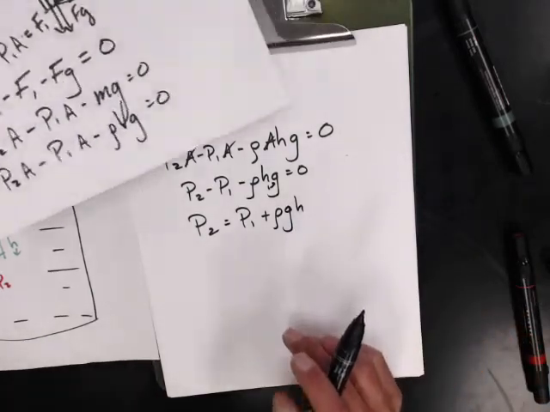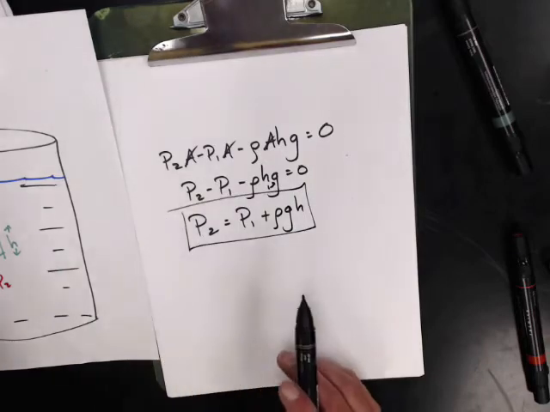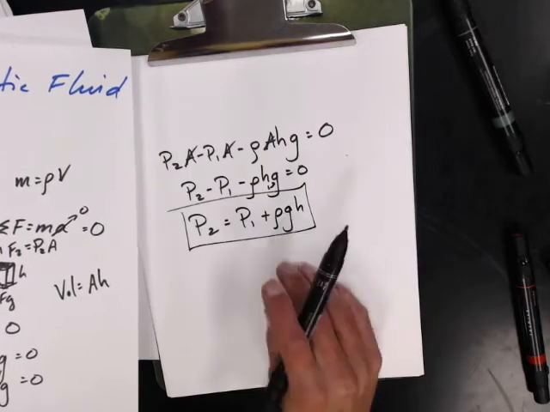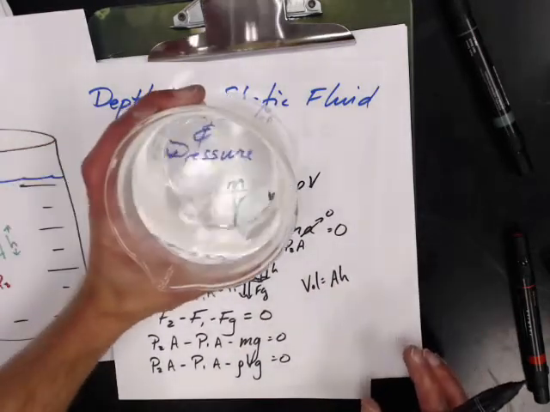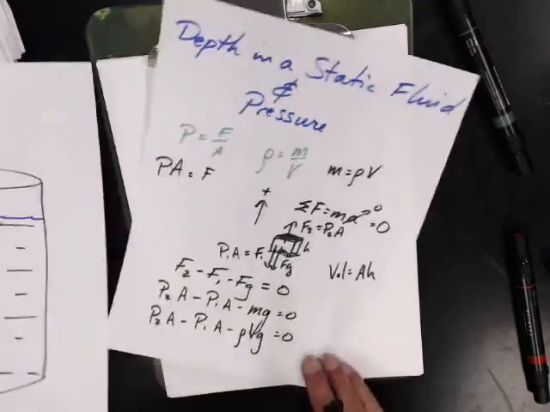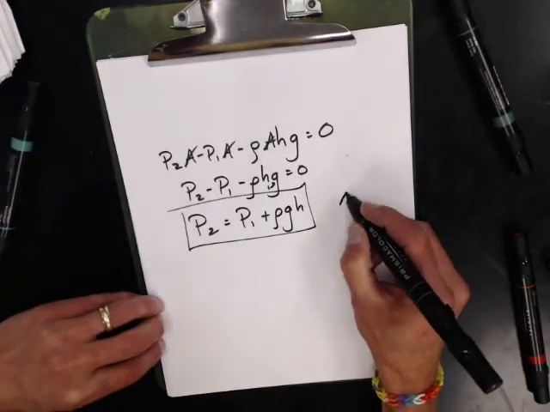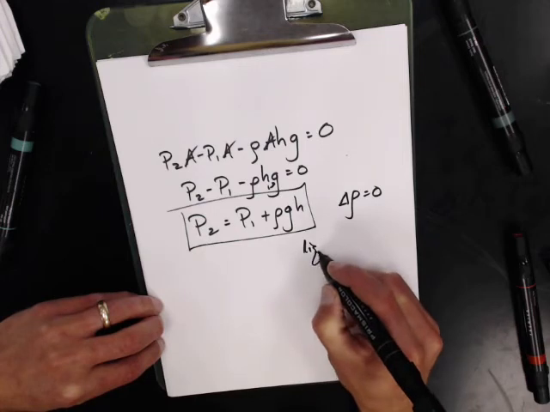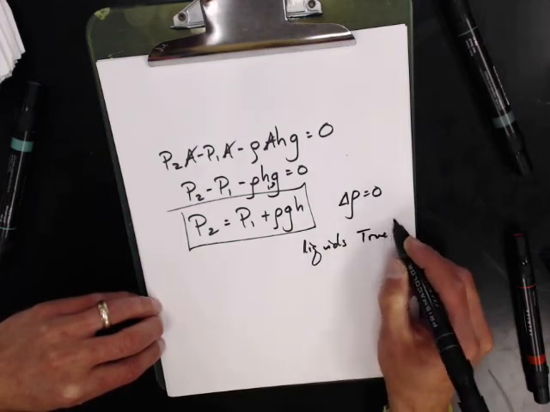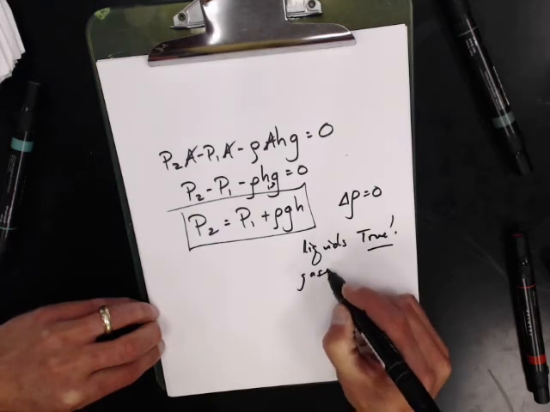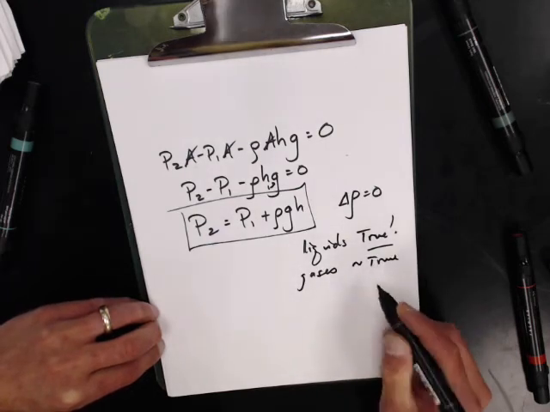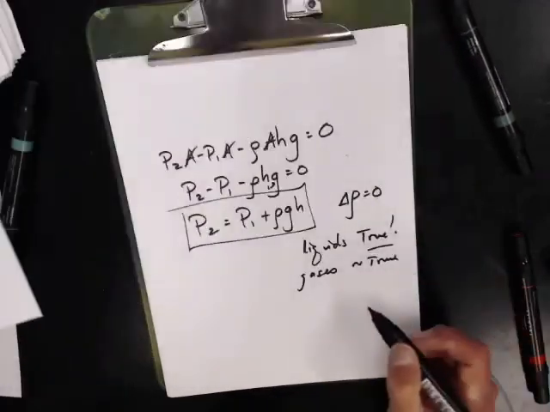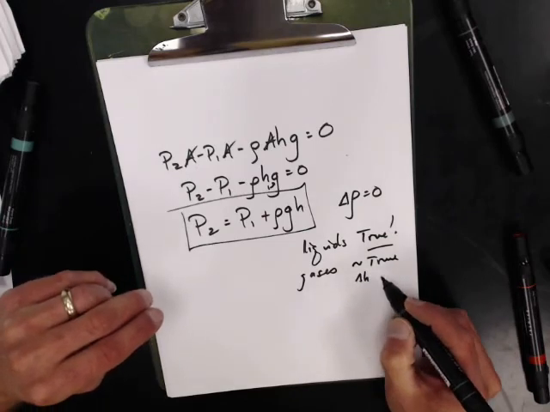So let's take a look at what this means. This is the pressure, P2, in a static fluid. Notice the fluid's not moving. Now, this only holds true if there is no change in rho. So for liquids, that's generally true. For gases, it's kind of true, provided delta H, the height or thickness of my little chunk here, is small.